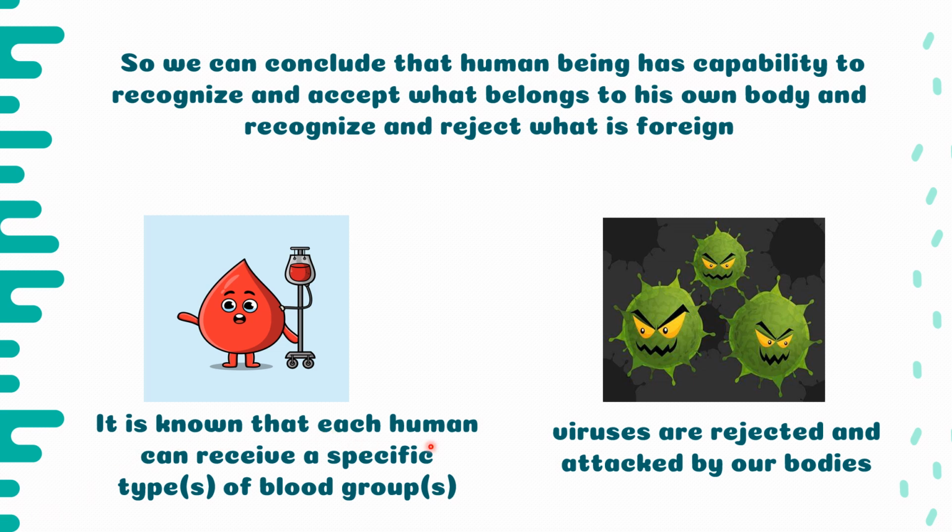It is known that each human can receive a specific type of blood group or blood groups. And also, our body has the ability to protect itself against all kinds of viruses. So, viruses are rejected and they are attacked by our body. So, we conclude that human being has capability to recognize and accept what belongs to his own body and recognize and reject what is foreign.